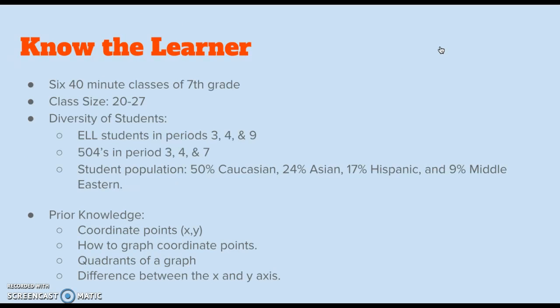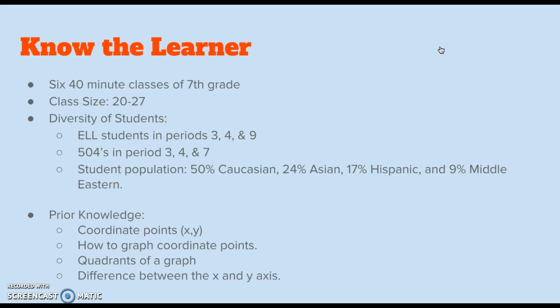6 periods of 7th grade students will experience this lesson. The class size ranges from 20 to 27 students. We have students of varying abilities. There are a total of 12 English language learners within 3rd, 4th, and 9th period. There are a total of 10 students who have 504 plans in 3rd, 4th, and 7th period.